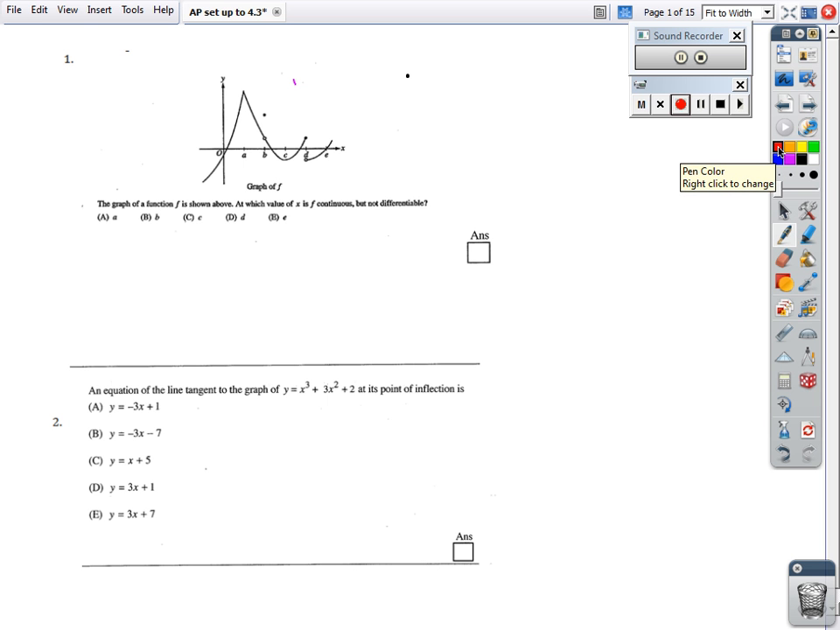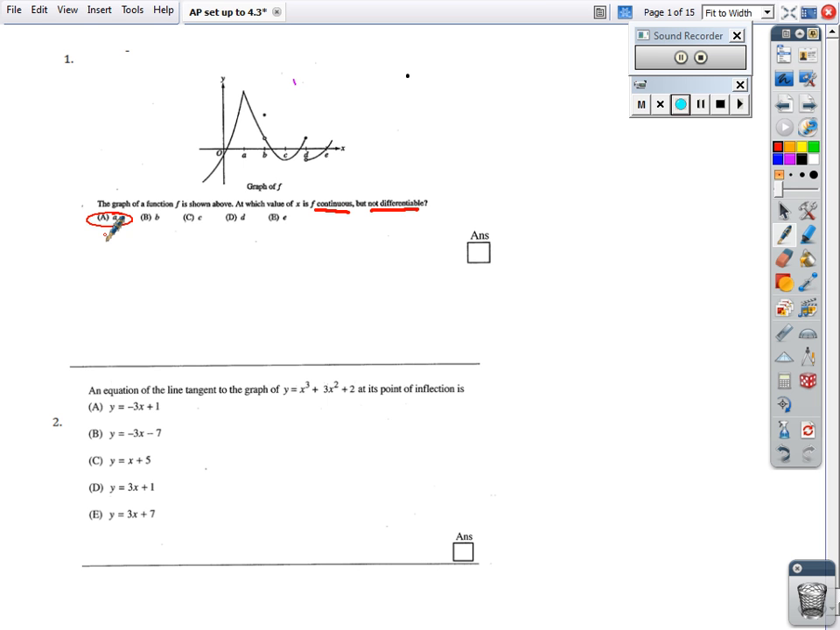So the first one, considered to be a pretty easy problem. They want to find out where the function shown is continuous but not differentiable. So continuous and not differentiable. If we look at each point, at point A, it is continuous and it's not differentiable because there's a sharp turn, so our answer is A.